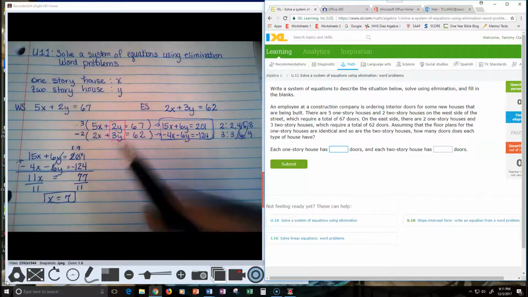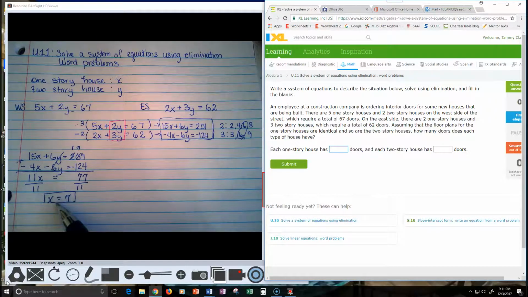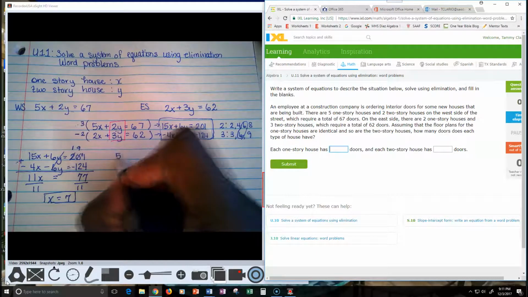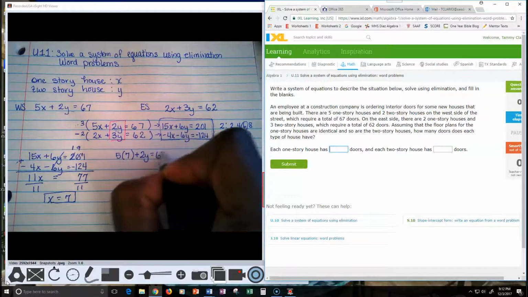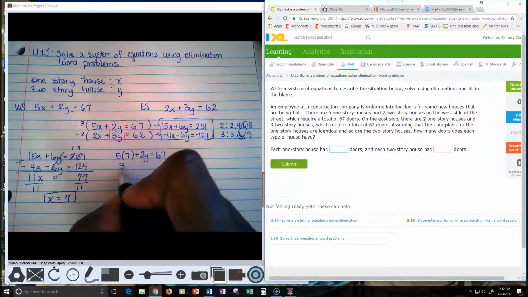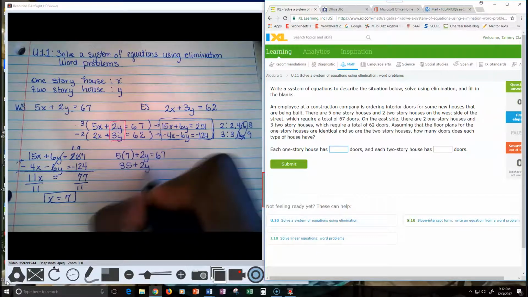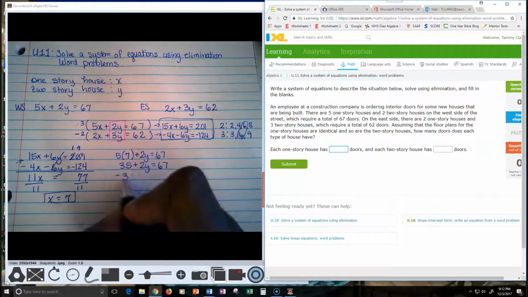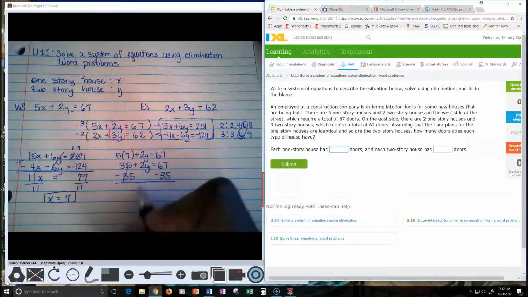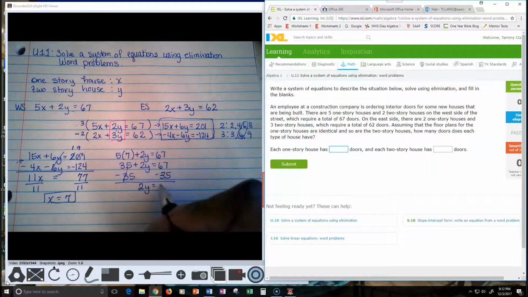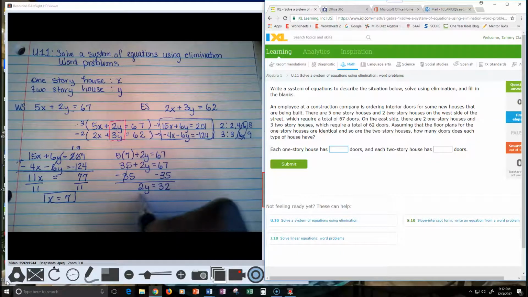Now go back to the originals and substitute x into either one. I'm going to choose this one. So I have 5 multiplied by 7 plus 2y is equal to 67. Well, 5 times 7 is 35, plus 2y is equal to 67. I'm going to subtract 35 from both sides of the equal sign. That leaves me with 2y is equal to 32. And divide by 2 on both sides of the equal sign. Y, therefore, is 16, we hope.